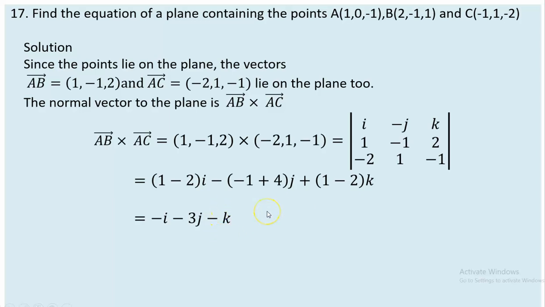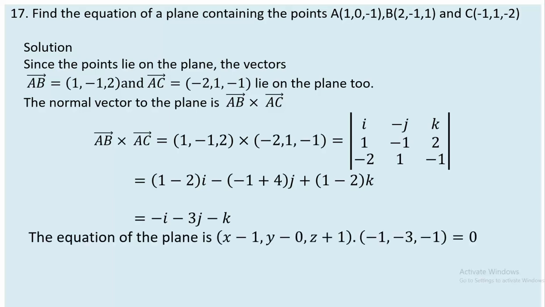So here, students, the coefficient of i, which is minus 1, can be taken as A, and B can be minus 3, and C can be minus 1. So this vector can be a normal vector to the plane, because as long as the vectors lie on the plane, the cross product of the two vectors is not only normal to the vectors, but also perpendicular, or normal, to the plane.